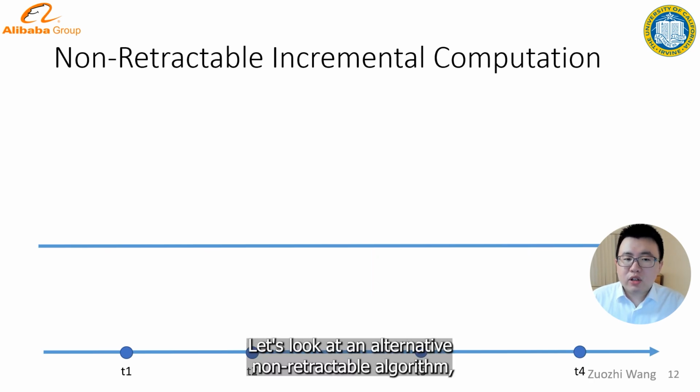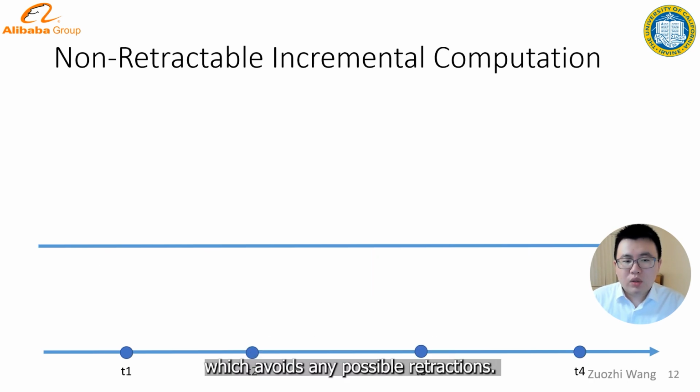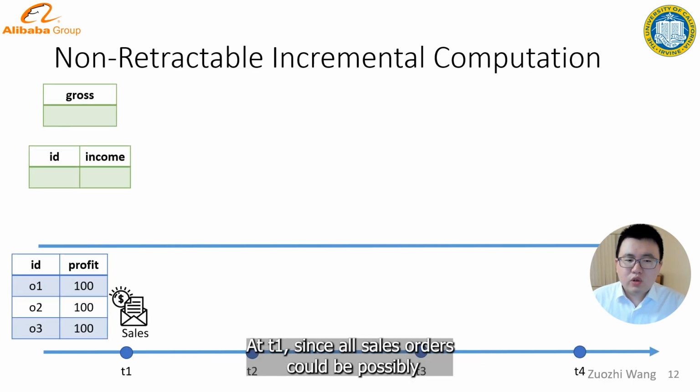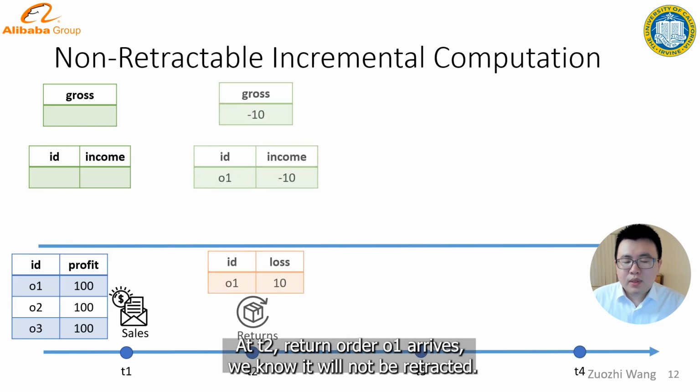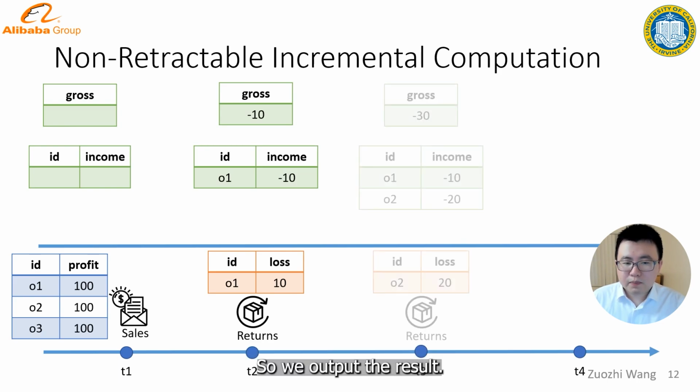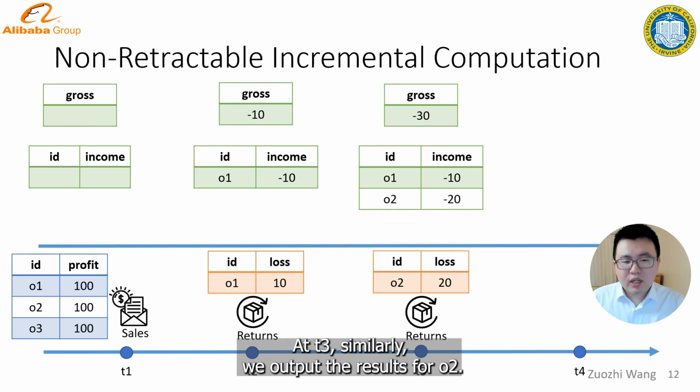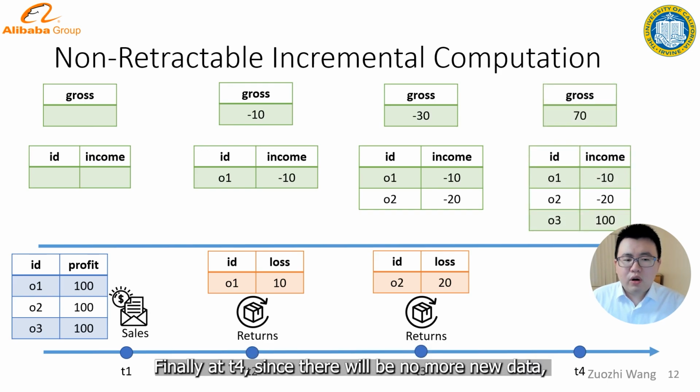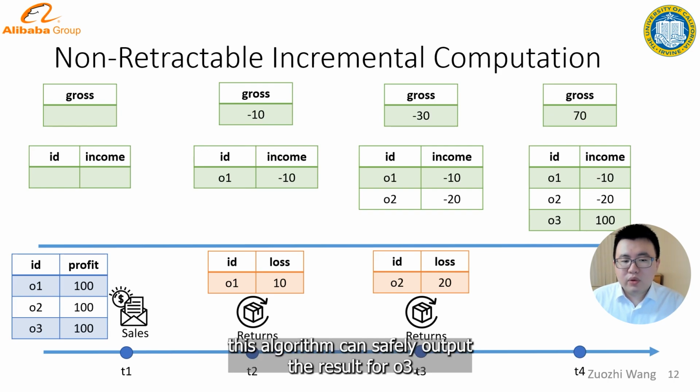Let's look at an alternative non-retractable algorithm which avoids any possible retractions. At T1, since all sales orders could possibly be returned in the future, there's no output data. At T2, return order O1 arrives. We know it will not be retracted, so we output the result. At T3, similarly, we output the results for O2. Finally, at T4, since there will be no more new data, this algorithm can safely output the result for O3.